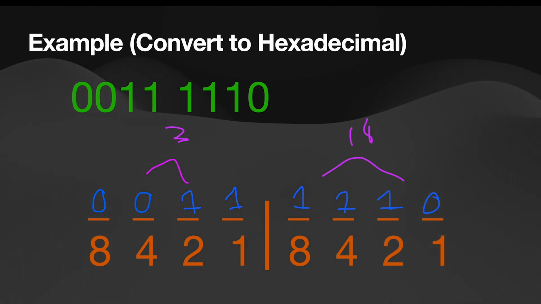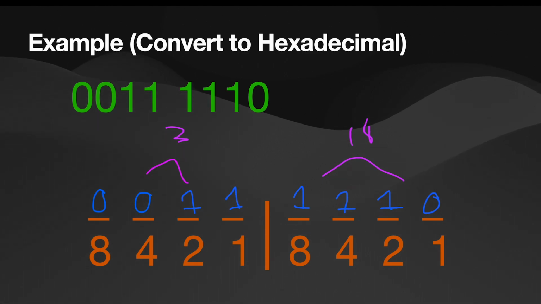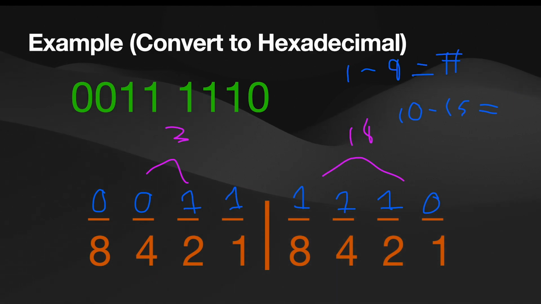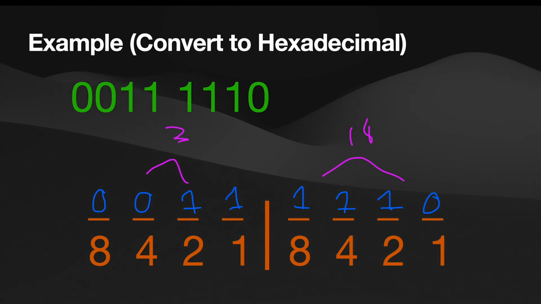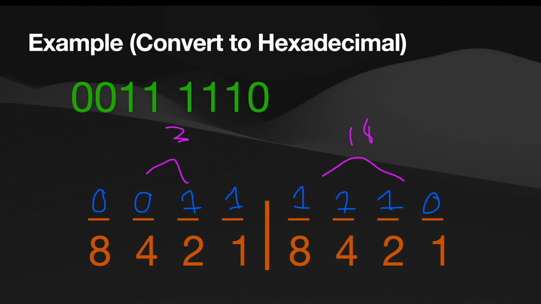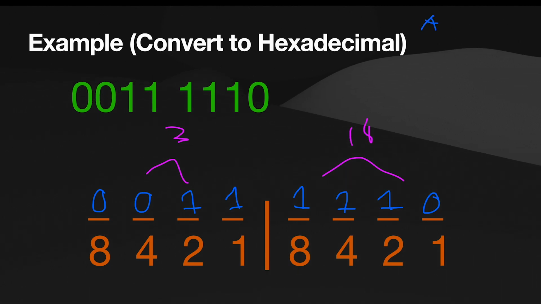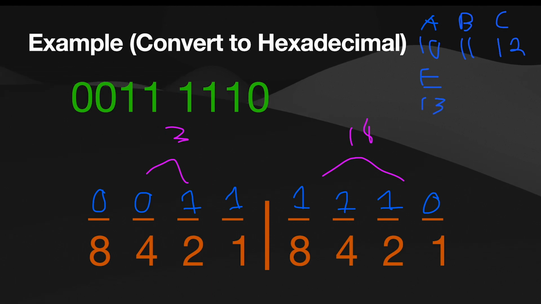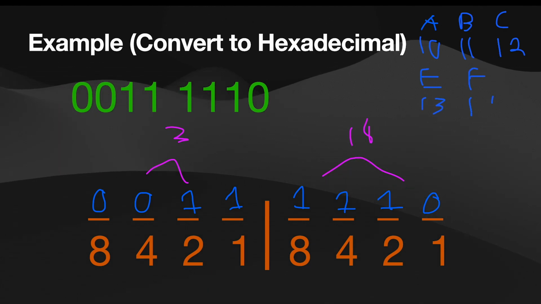So again, the kind of cool thing about hexadecimal is that normal numbers 1 through 9 are just written as their digit. And then anything 10 through 15 is written as a letter. So let's clear all this. What is 14? So again, A is going to be 10, B is going to be 11, C is going to be 12, E is going to be 13, F is going to be 14.